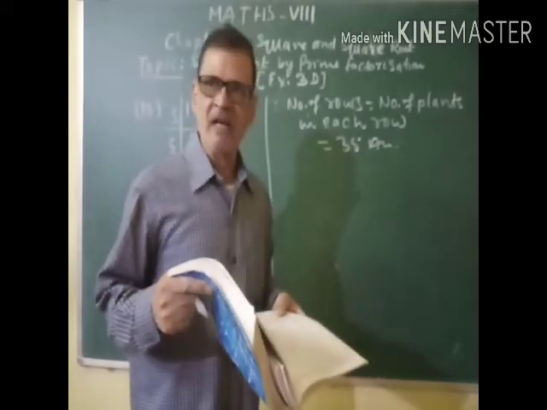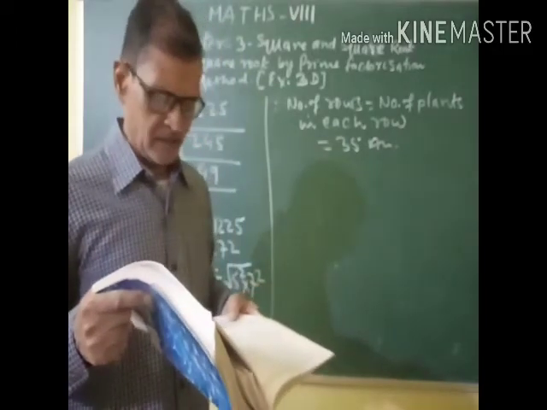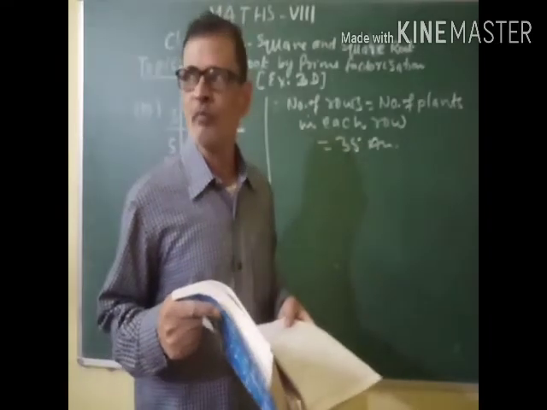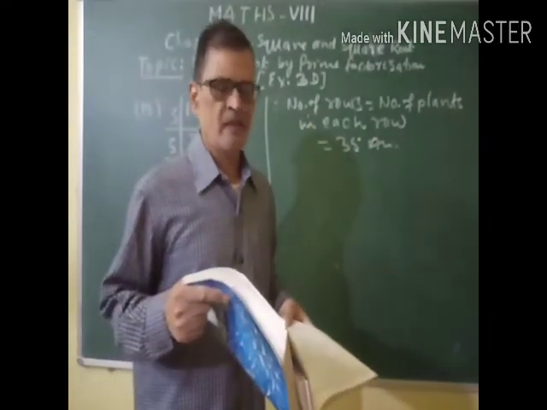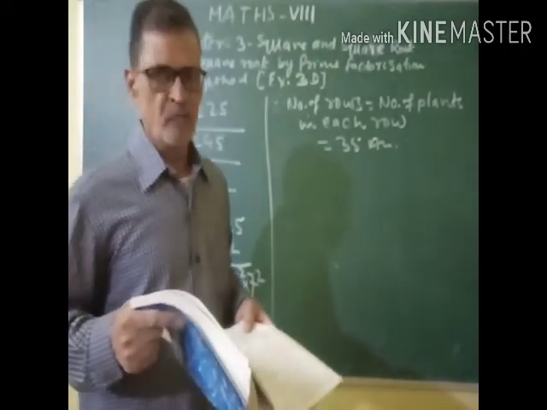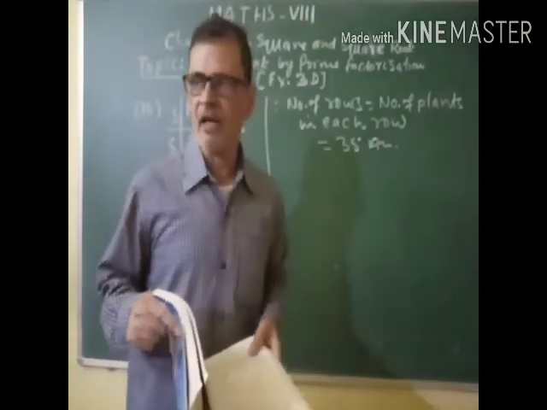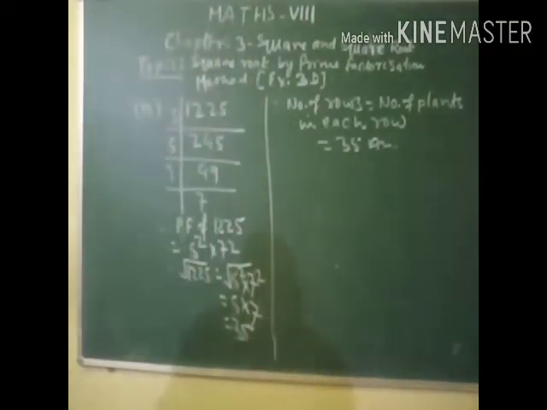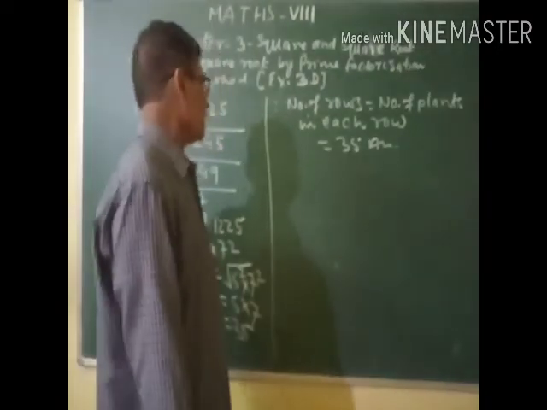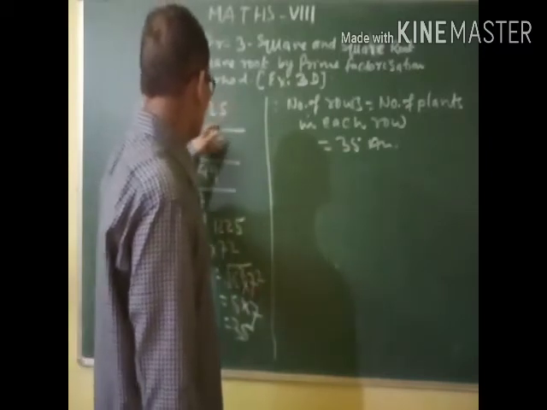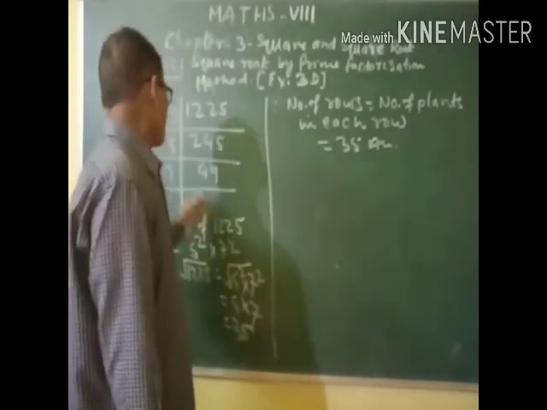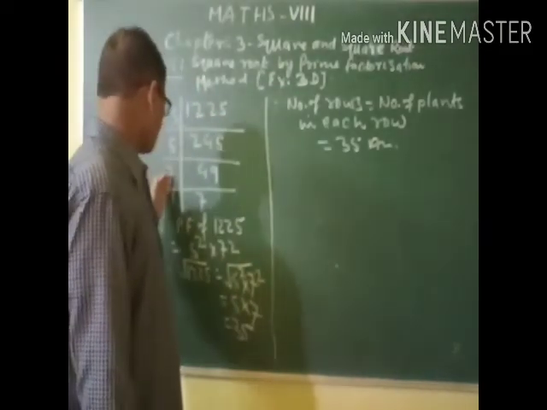We have to plant the plants in the garden in such a way that the number of rows and the number of plants in each row should be equal. We have to find out the number of rows and the number of plants in each row. Certainly, that number will be the square root of 1225. Let us find out its prime factorization.